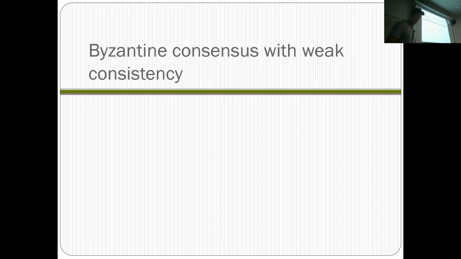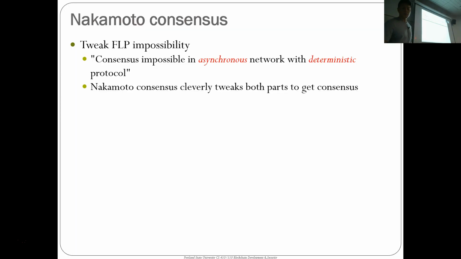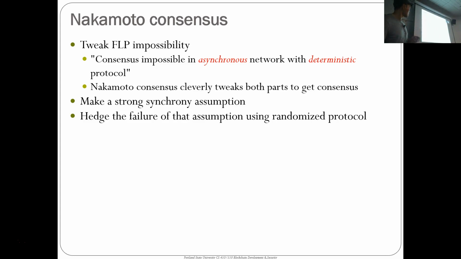Okay. The next thing I want to talk about is Byzantine consensus with weak consistency. I'm going to talk about the Nakamoto consensus. This is the consensus that Bitcoin uses. And we'll go back to the impossibility result. Consensus is impossible in an asynchronous network with a deterministic protocol. And basically what Satoshi does is he tweaks both of them, assuming that Satoshi is a he. No one knows the gender of Nakamoto, but I'm going to assume it's a he, tweaks both parts to get consensus.